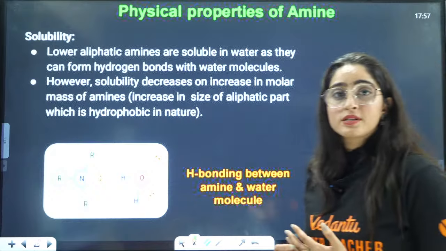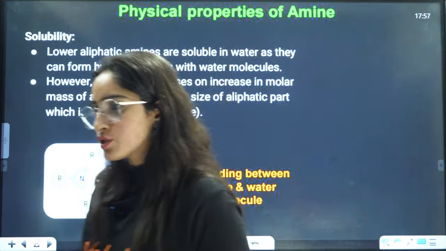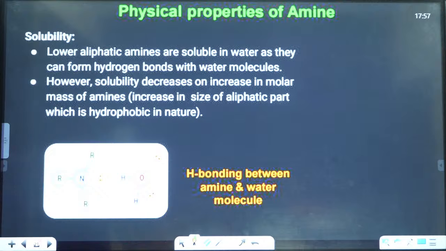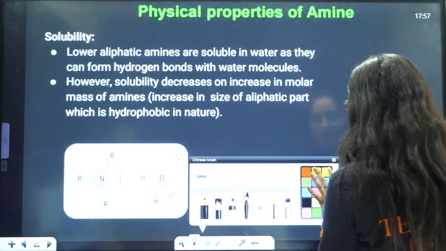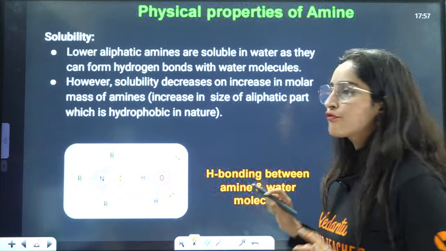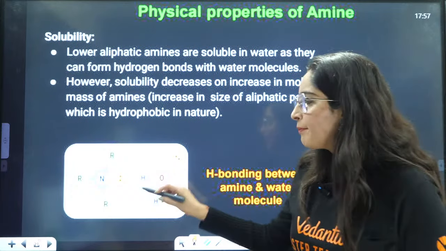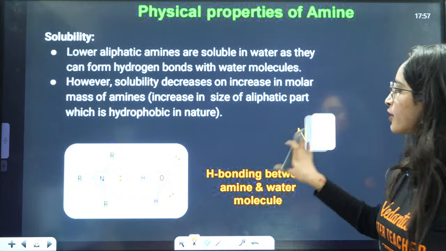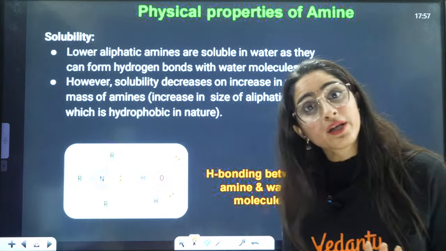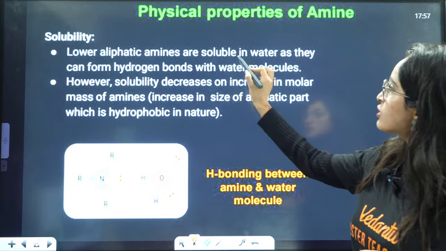Next are the physical properties of amines. Shall we talk about the physical properties of amines? Simple. If you talk about the physical properties of amines, first is solubility. We know that amines have nitrogen, and nitrogen obviously forms hydrogen bonds with water. So they are soluble in water. Lower aliphatic amines are soluble in water.